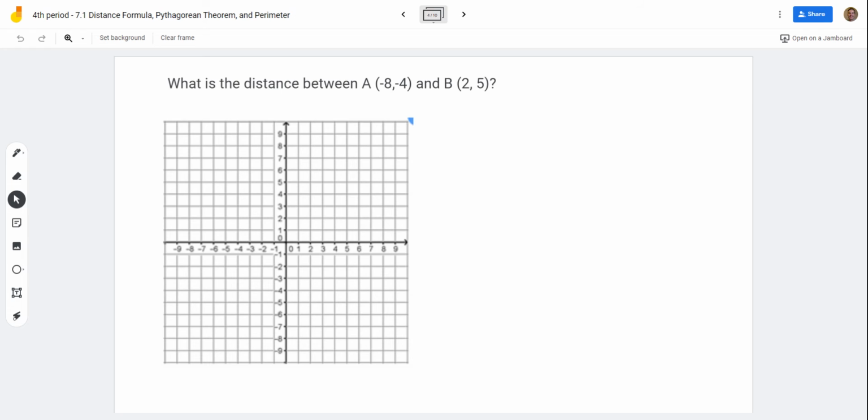Okay, so now we're finding the distance between A and B. A is at -8, -4. And then we have 2, 5. So these guys are pretty far apart. But again, all we have to do, so here's A, here's B, is just connect those two points.